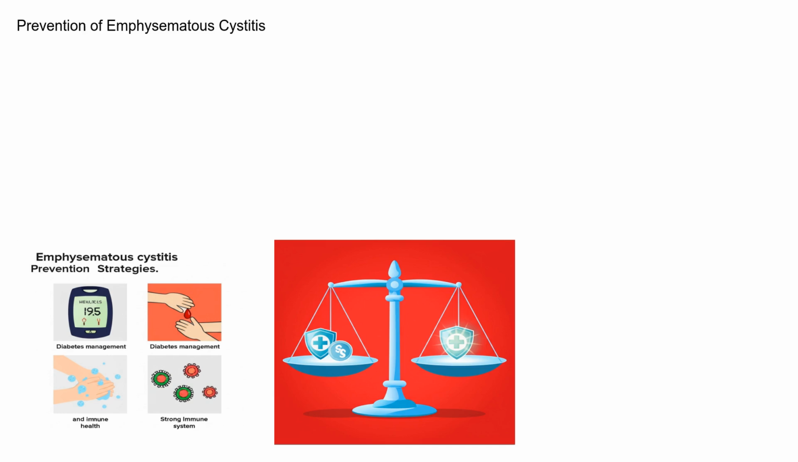Prevention of emphysematous cystitis primarily focuses on managing the underlying risk factors. Tight glycemic control in diabetic patients is paramount. Promoting good hygiene practices, such as proper hand washing, can help prevent urinary tract infections. Avoiding unnecessary catheterization and ensuring proper catheter care can reduce the risk of catheter-associated infections. Prompt treatment of any urinary tract infection can prevent it from progressing to emphysematous cystitis. Maintaining a healthy immune system through proper nutrition and lifestyle choices can also contribute to prevention.